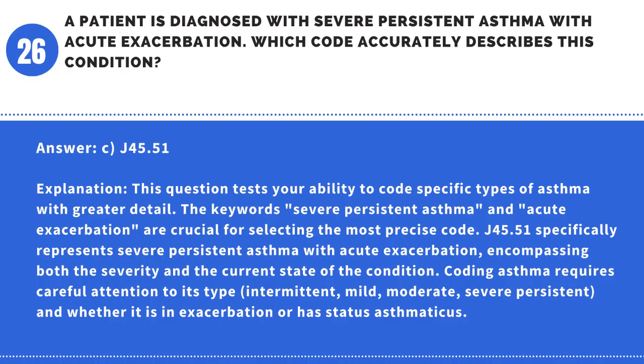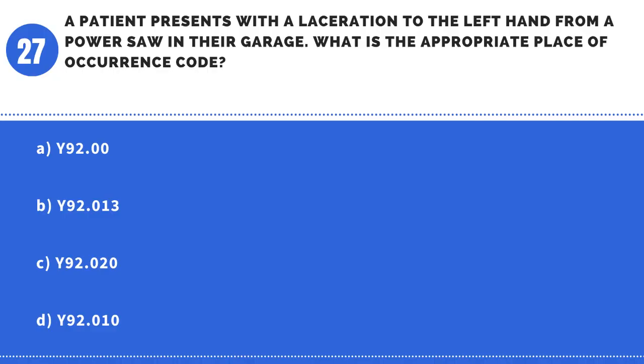The keywords severe persistent asthma and acute exacerbation are crucial for selecting the most precise code. J45.51 specifically represents severe persistent asthma with acute exacerbation, encompassing both the severity and the current state of the condition. Coding asthma requires careful attention to its type: intermittent, mild, moderate, severe persistent, and whether it is an exacerbation or has status asthmaticus.